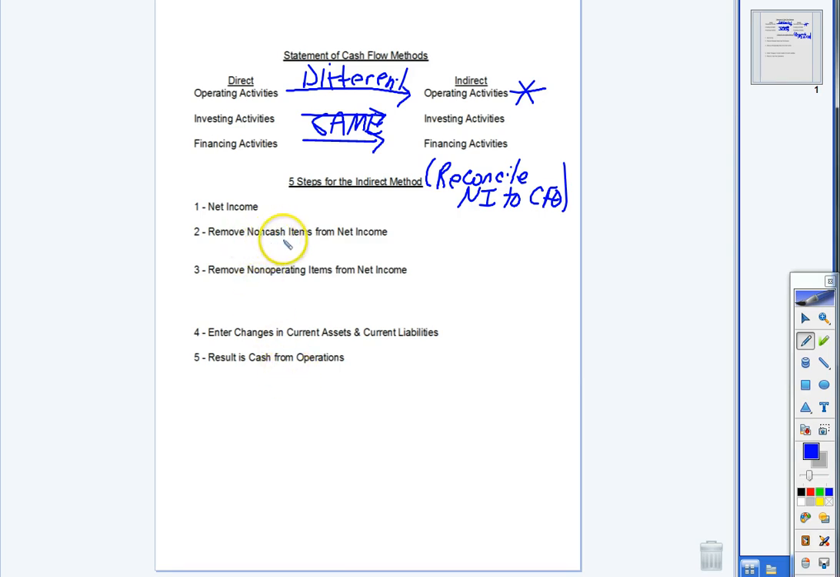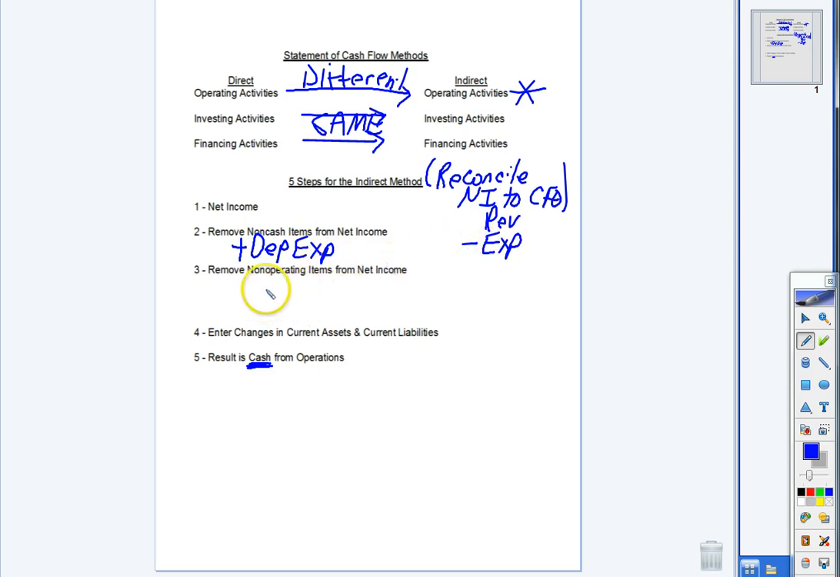Then we're going to kind of clean up net income because we only want cash flows. So if there's any non-cash items on the income statement, we want to take it out. Well, we just talked about depreciation expense does not require a cash flow. So we want to remove it. Well, let's think about that. We have revenue on the income statement. We subtract expenses to arrive at net income. So since expenses are subtracted, if I want to remove an expense, I will add it back. So we'll add back depreciation expense to take it out of net income.